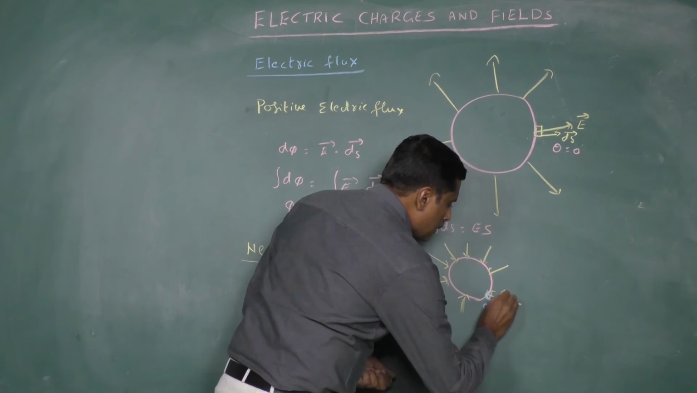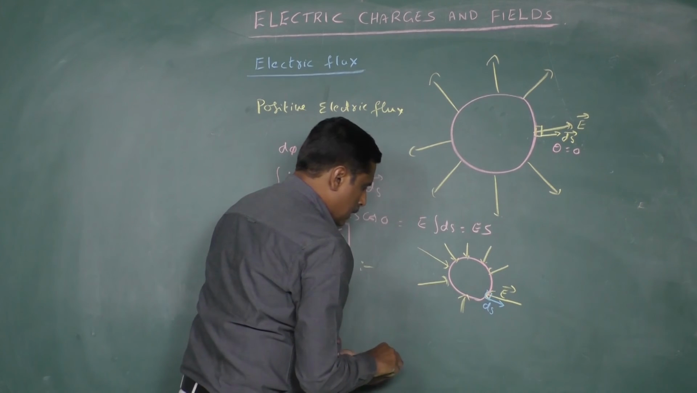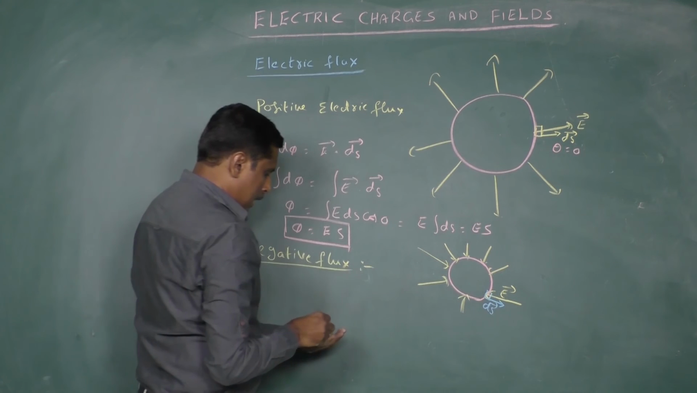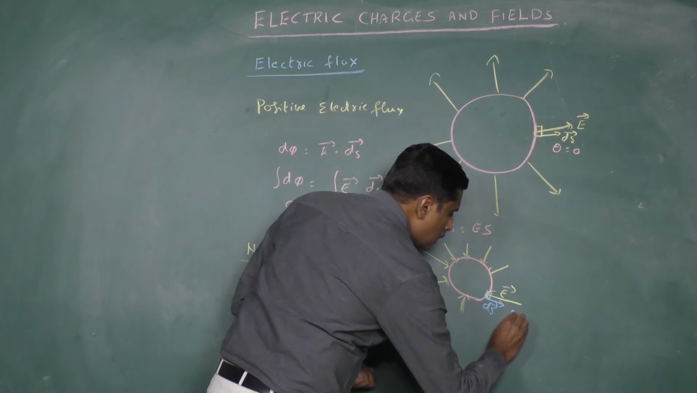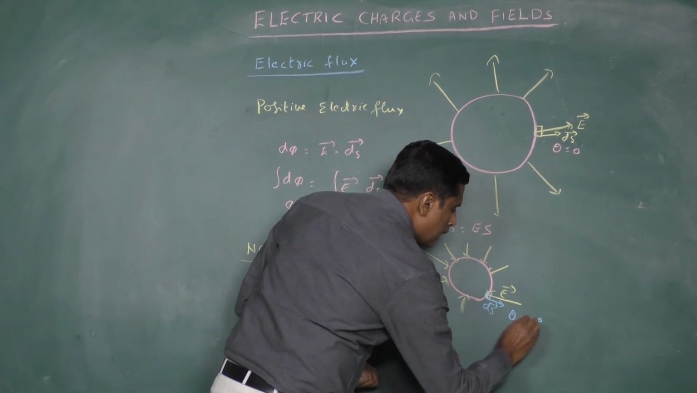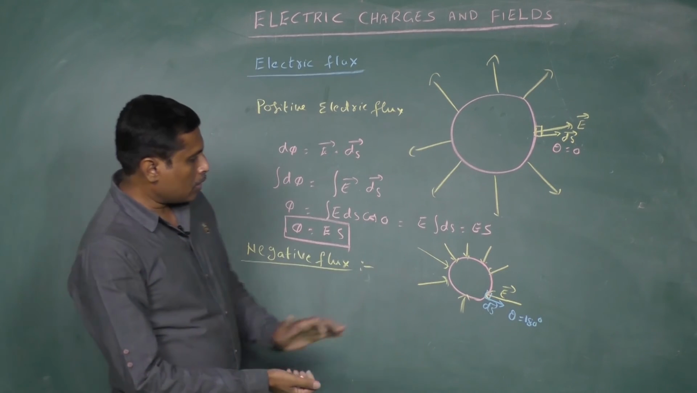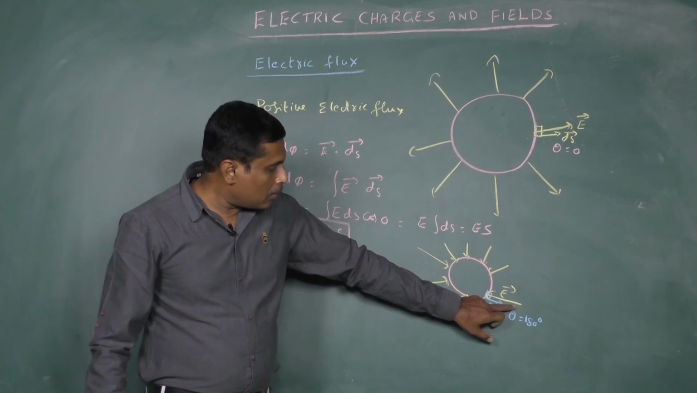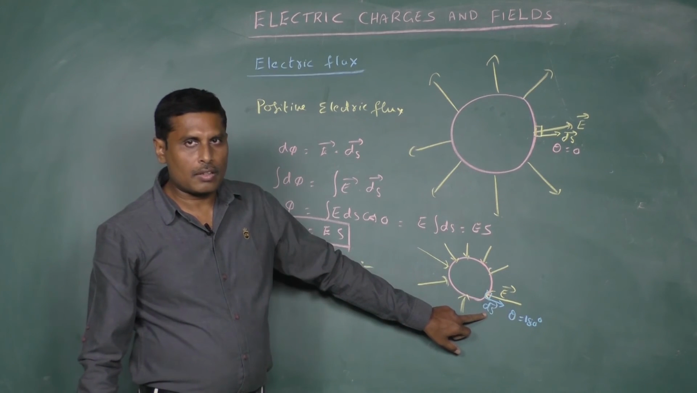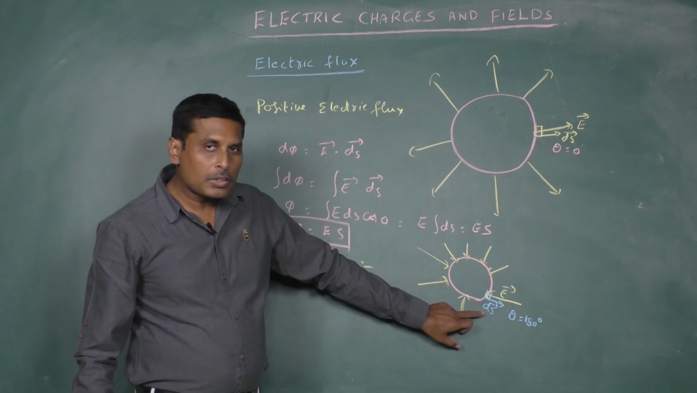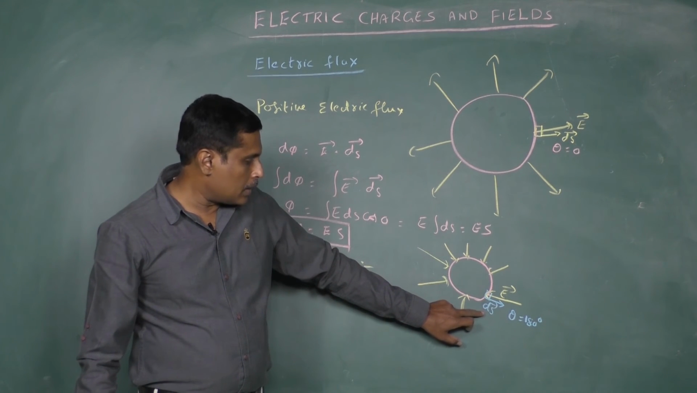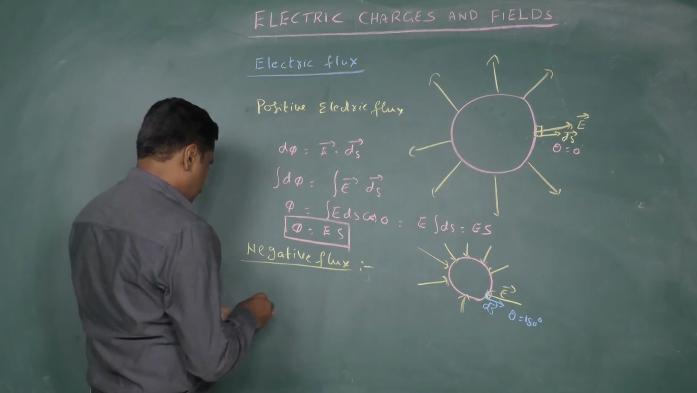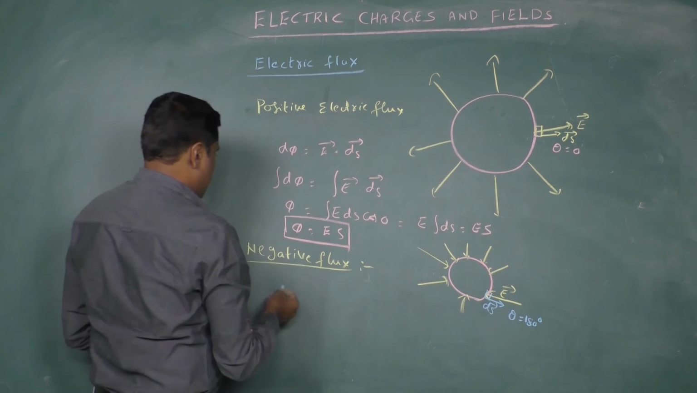Here this is E bar, and this is ds bar. Both are in opposite directions, so here theta is equal to 180 degrees. The area vector is always taken away from the surface, but the electric field vector is opposite to the area vector. So let us calculate the flux passing through the small element area ds bar as d phi.